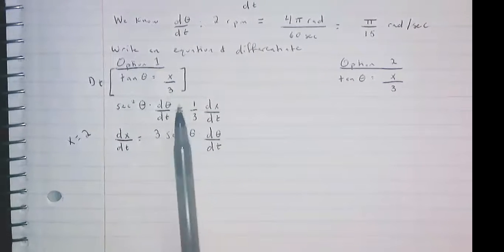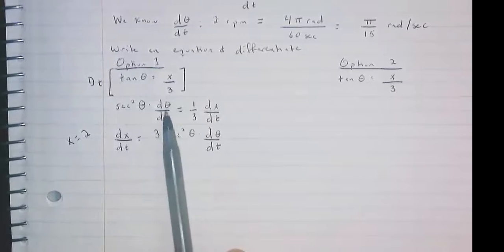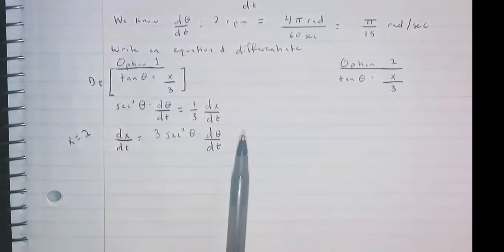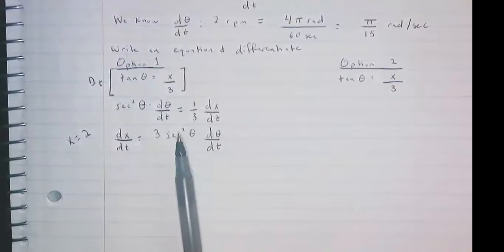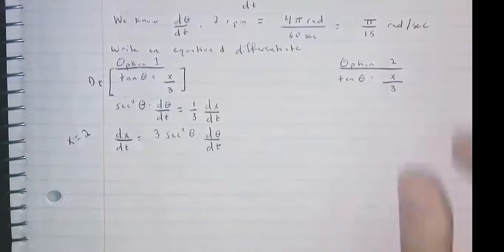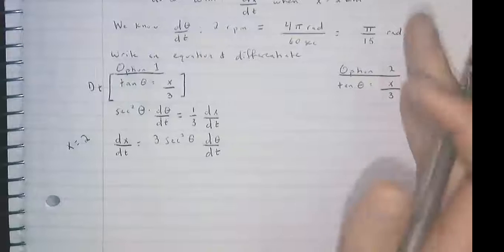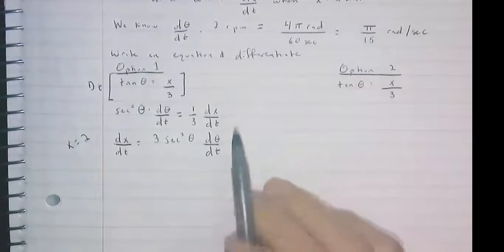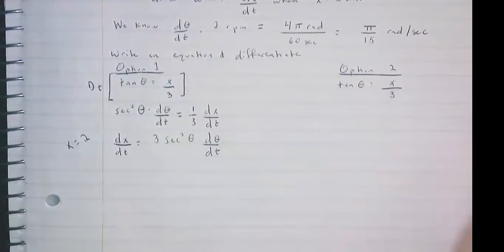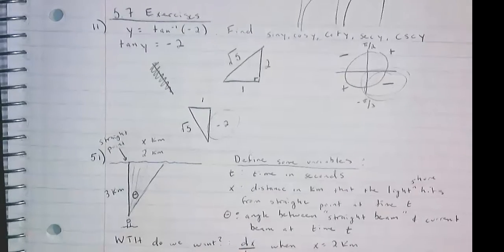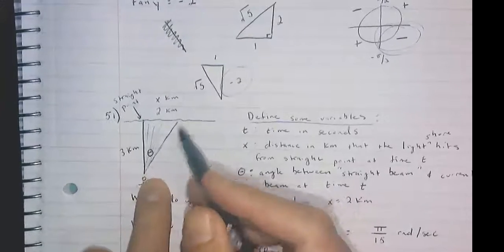So option 1 avoids doing an inverse trig derivative, but it does require you to do some trig, which some of us don't love. And so option 2 will force us to do an inverse trig derivative, but avoids what we're about to do here, which might be more palatable for some of you guys. But both will work.